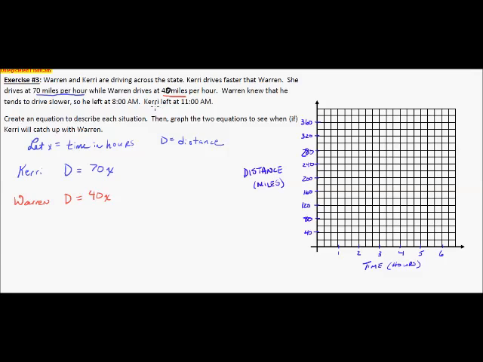of Carrie. So that is 3 hours, and let's see, he's going 40 miles an hour. 40 miles times 3, that's going to be 120. Okay, so let's see what we get into here when we graph these.